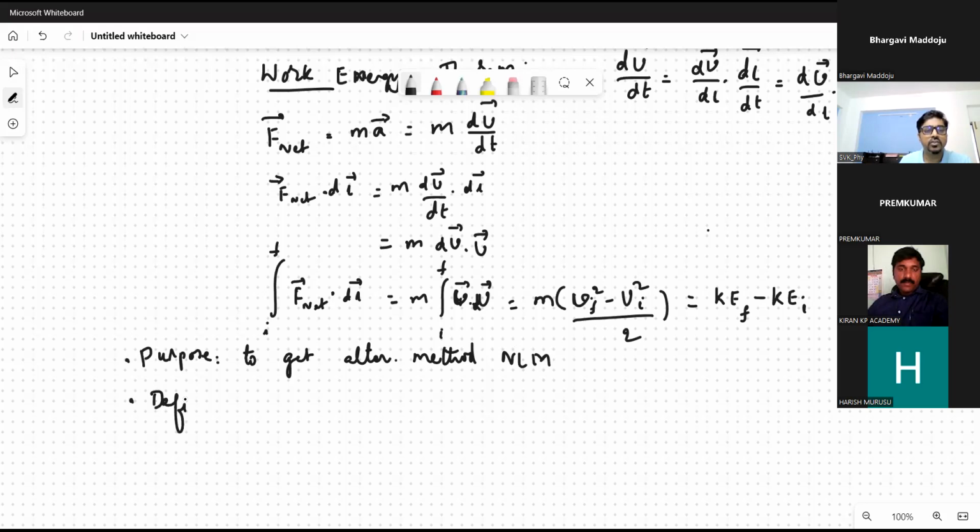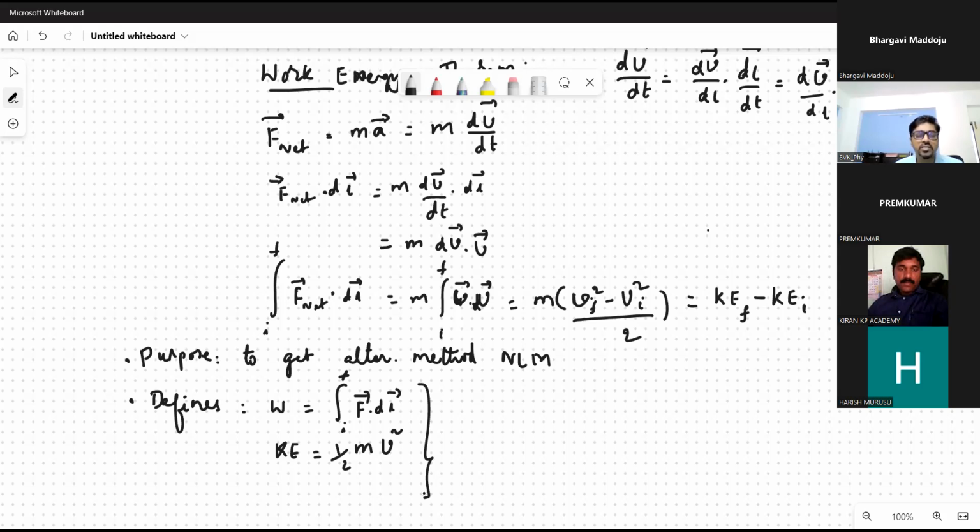It defines two quantities. It defines work as integral F bar dot dl bar, from initial to final. And it also defines kinetic energy, that is half mv square. So this is the basic idea of work energy. This work can be used to calculate some complicated forces. You don't have to worry about acceleration. Directly you do the dot product.